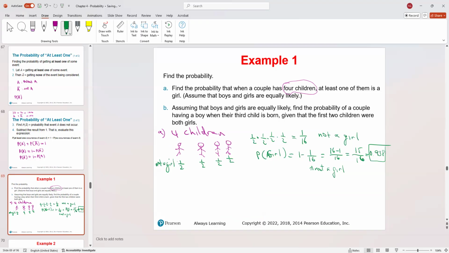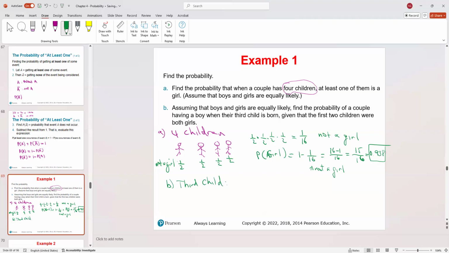Now, let's go with the second example exercise. Assuming that boys and girls are equally likely, find the probability of a couple having a boy when the third child is born. Okay? So now, remember, the third child is born. That's very simple. Assuming that you have a boy when the third child is born, what's going to happen? Third child, only the third one. Okay, B, third child.